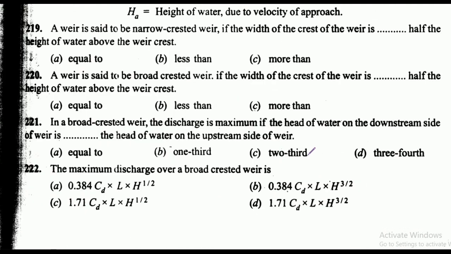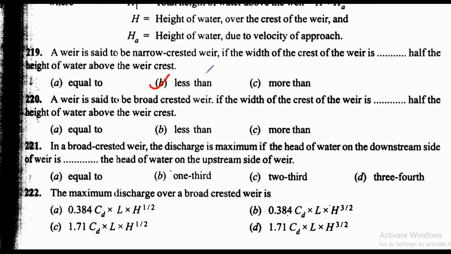Next, a weir is said to be narrow crested where the width of the crest of the weir is dash half the height of water above the weir crest. Options are equal to, less than, more than. So here, friends, the correct answer is option B, that is less than.